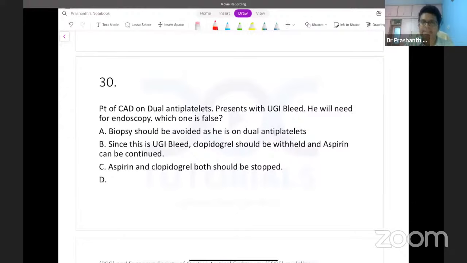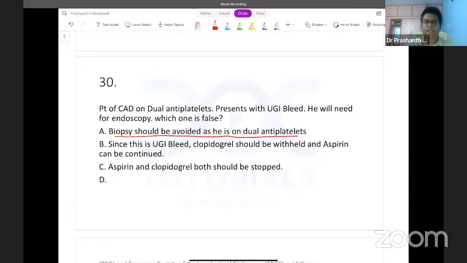Next question: the patient has a heart condition because of which he is on dual antiplatelet therapy, presents with upper GI bleed, and you need to do an endoscopy. Which one is false? Biopsy should be avoided because the patient is on dual antiplatelet. I would not agree with that. If the patient has a big ulcer or a tumor, you would do biopsies.